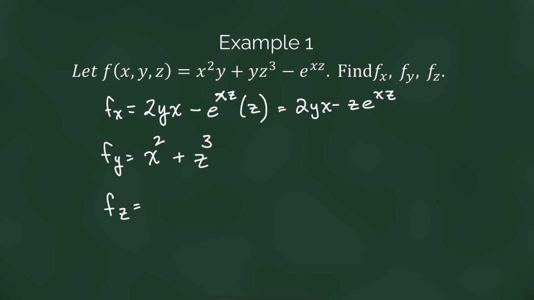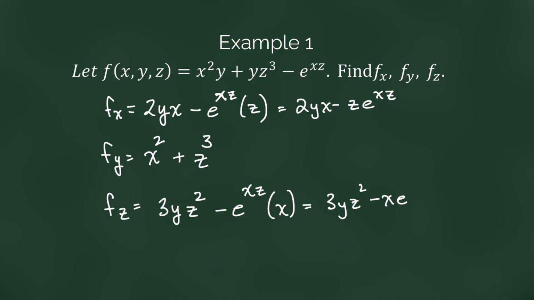When we differentiate with respect to z, there are no z's in the first term, so the derivative of that is 0. In the second term, differentiating with respect to z gives us 3y because y is a constant, and then we get z squared. In the last term, because it's exponential, it will repeat, and we'll get the derivative of the exponent, multiplying that, which is going to be x. So if we want, we can rewrite that as 3yz squared minus x e to the xz.